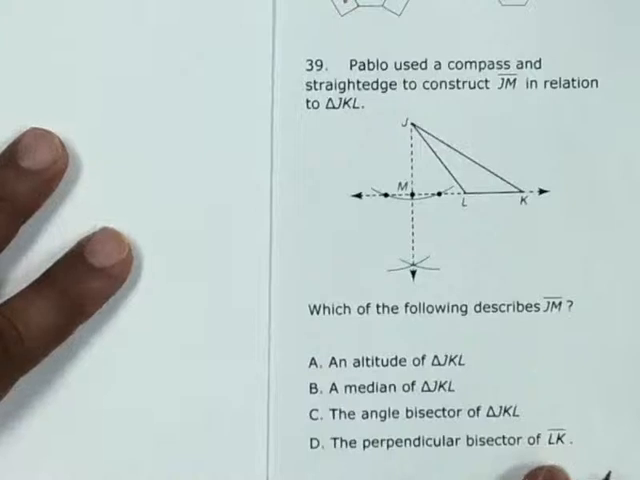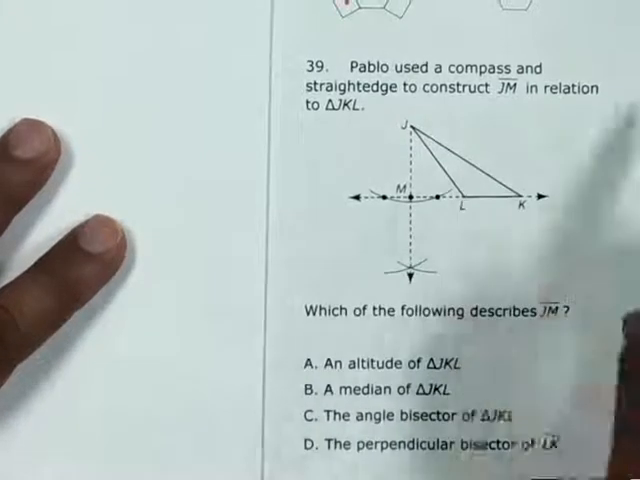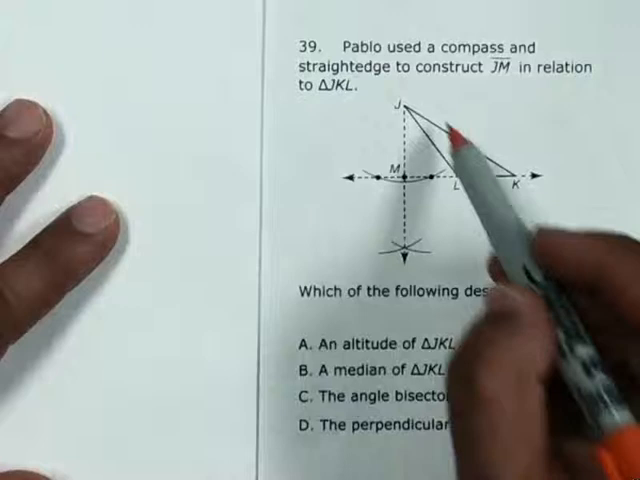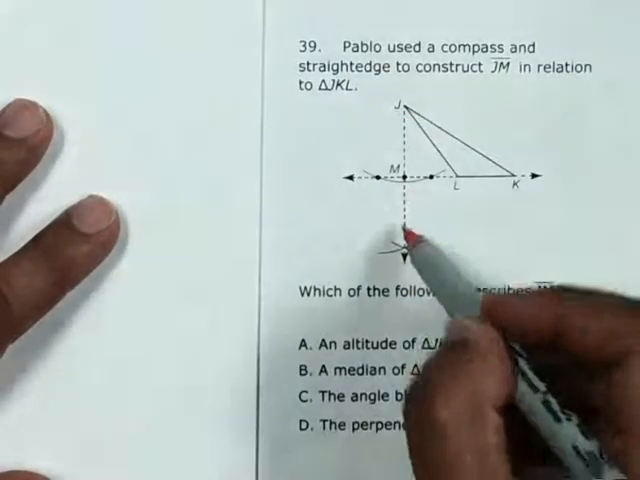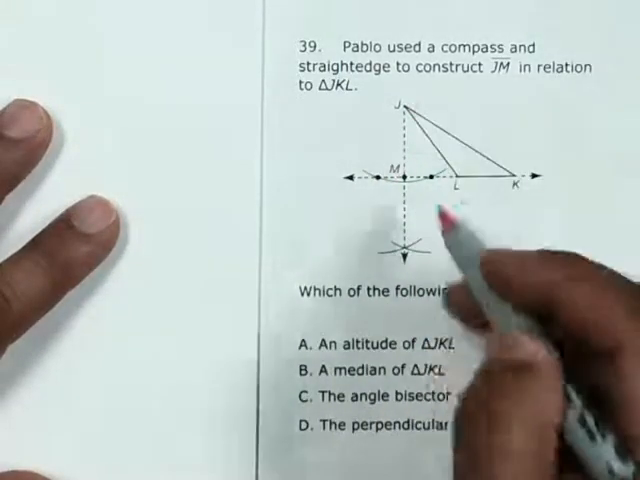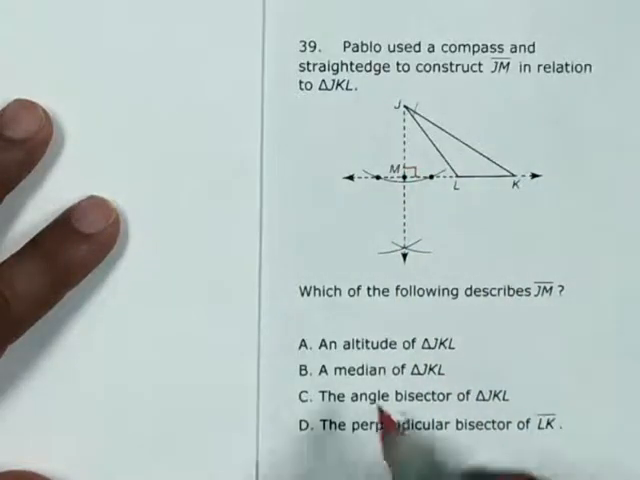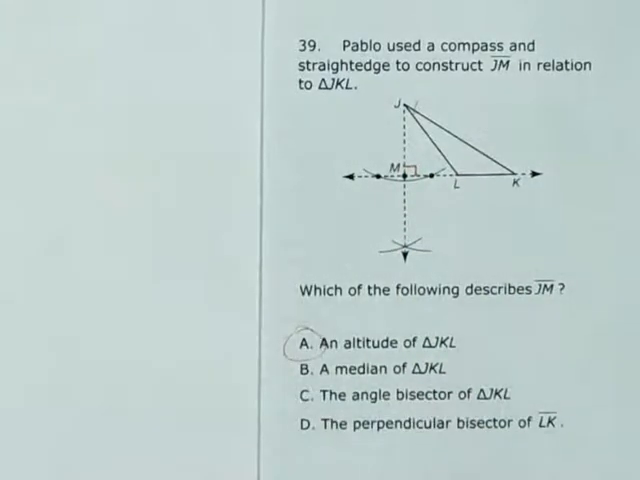Number 39, Pablo uses a compass. Which of the following best describes JM? So it looks like he's got a triangle. This is coming straight down. He's kind of got some points here. So that means this has to be 90 degrees. So A would be the right answer for that one. It's going to be an altitude. Altitude and height, remember those mean the same thing.